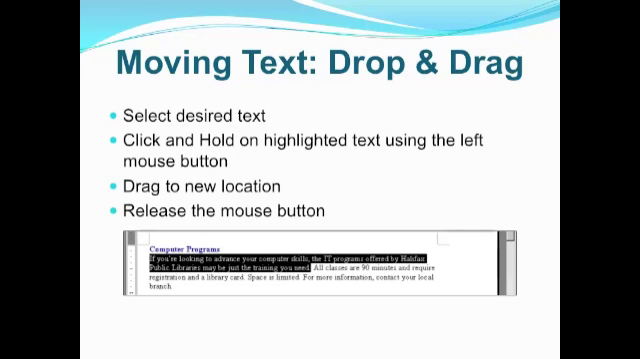Now, drag and drop. There are two ways to move text around in a document. You can drag and drop, which is when you've selected the desired text that you want to move, you click and hold your left mouse button, move your text to your desired location, and release the button. As you can see, I've highlighted this section and moved it from the last of that paragraph to the first by just dragging and dropping.